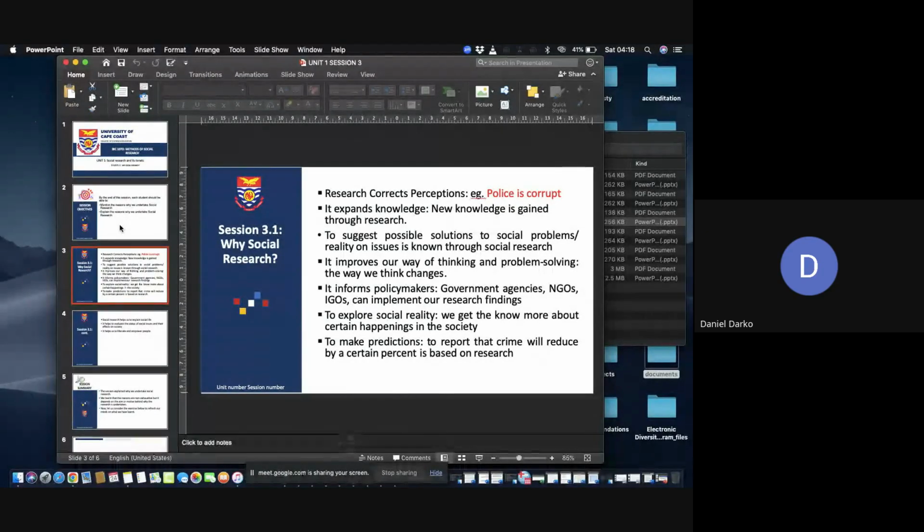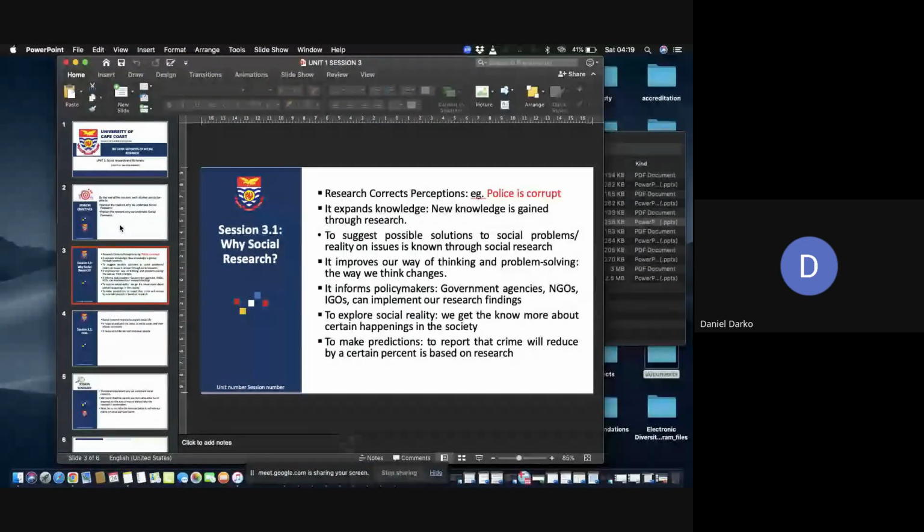So research corrects perception. We conduct social research because it expands our knowledge. We're able to gather new knowledge through research. Something we don't know, through research, we get to know. That is us expanding our knowledge base. Research is also conducted because it helps us find solutions to social problems. If you want to find solutions to a problem, conduct research. So research helps us find solutions to social problems.